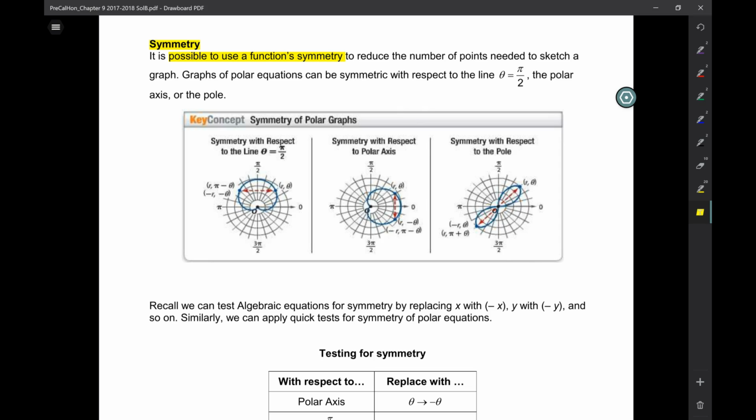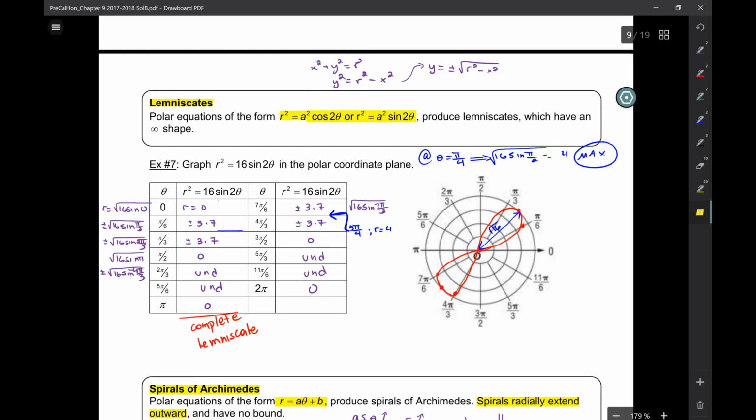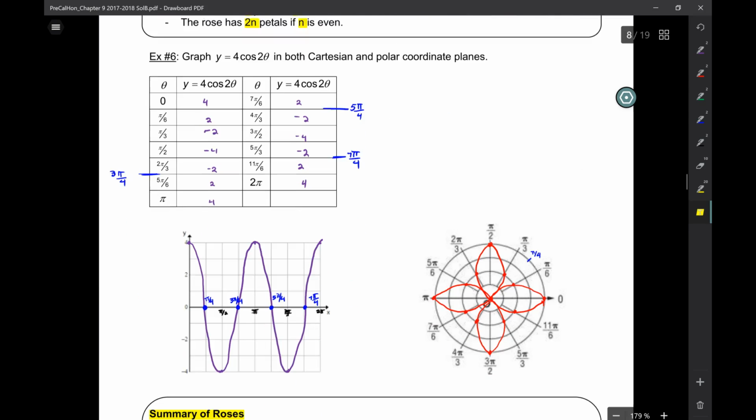Graphs of polar equations can be symmetric with respect to the line theta equals pi over 2, that vertical line, the polar axis, horizontal, or the pole. Just like in the Cartesian system, something is symmetric with respect to the x-axis, y-axis, or the origin. Same here: polar axis, pi over 2, or the pole. So this one, for example, what is it symmetric with respect to? The pole, right?